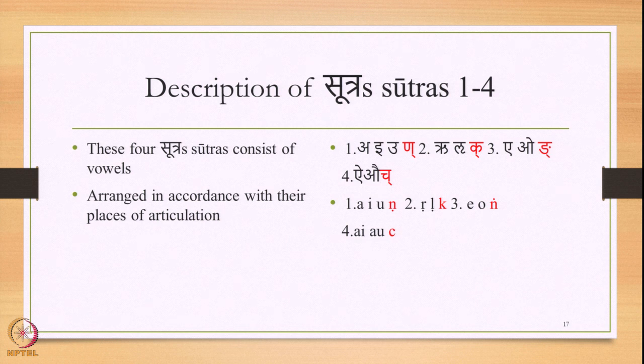So if we compare these two, the 14 sutras and the traditional sound inventory, we can discuss the sutras in terms of the sound inventory. So if we look at the first four sutras, namely Ayun, Ruluk, Ayong and Ayauch, these four sutras consist of vowels arranged in accordance with their places of articulation. And what these are will be clear when we go to the process of speech production. But we can say here that the first four sutras can be said to describe the vowels that are part of the traditional sound inventory.